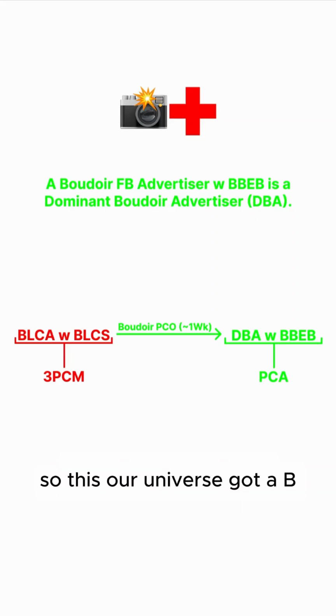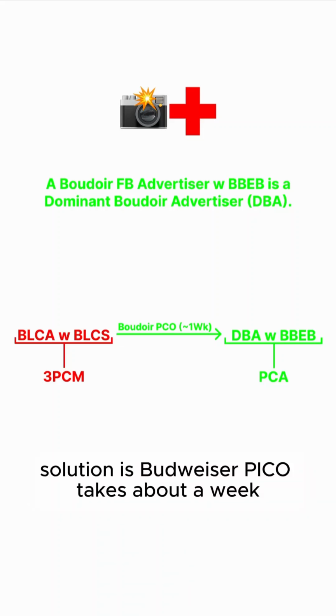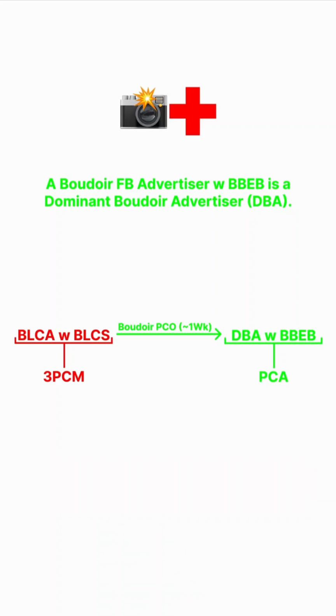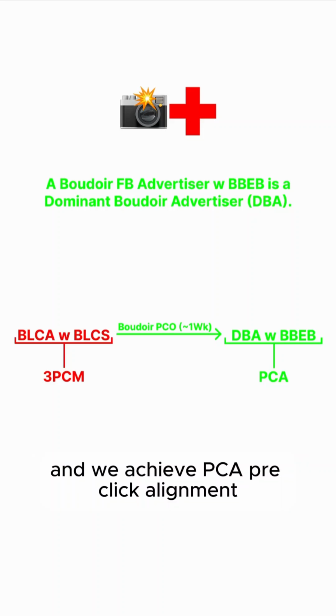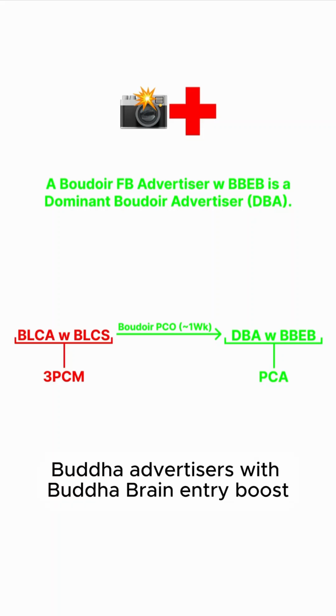So this is our universe. Got a BLCA with BLCS, caused by the 3 pre-click mistakes. Solution is Boudoir Pico, takes about a week. And we achieve PCA, pre-click alignment, and we become dominant Boudoir advertisers with Boudoir brain entry boost.